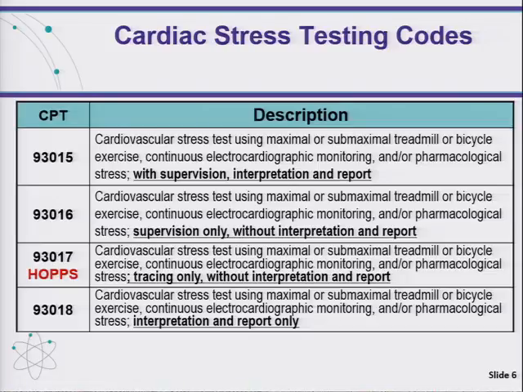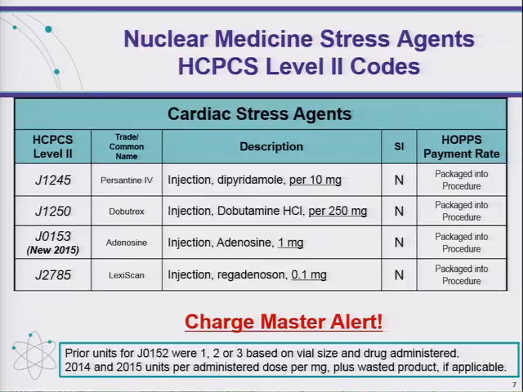Unlike the echo codes, we don't bundle in our stress test code. So it is coded and billed separately. That's one of the things that when I audit sites, we see missing on claim forms. If you're in the hospital setting and you're doing just the stress tracing only, that's the 93017 code. Don't forget your pharmacologic stress agent. You've got to code and bill for that.